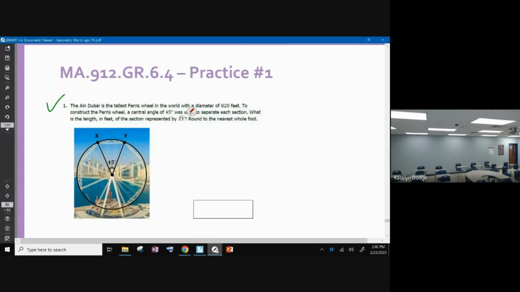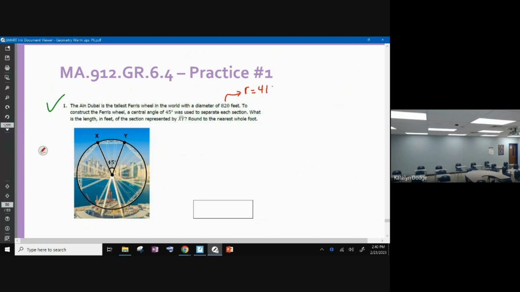Let's look at a few examples here in an actual test setting where we could apply piece over whole. So we have this Ferris wheel. The diameter is 820. Okay, I could also easily find my radius if needed.